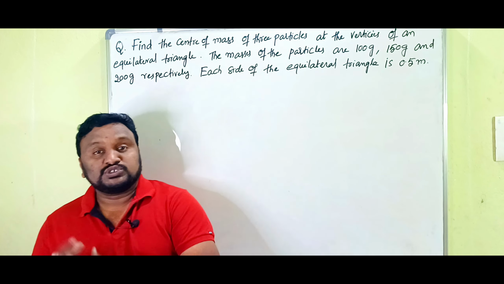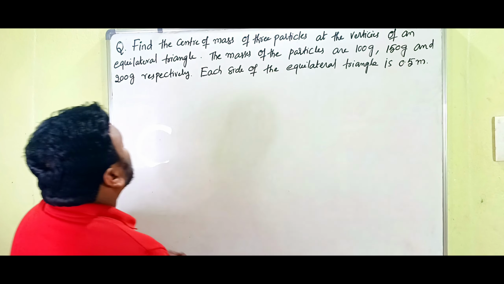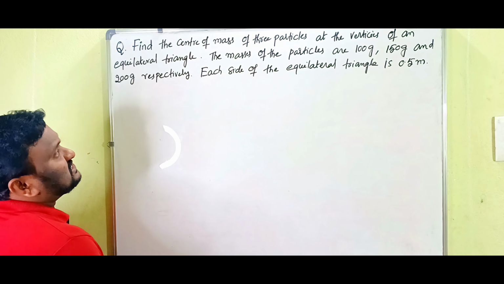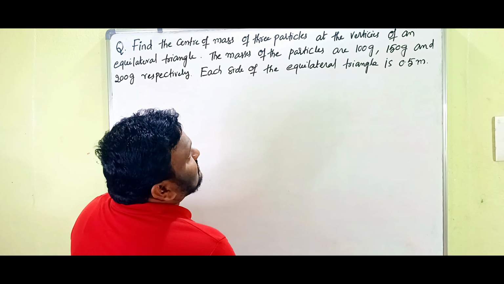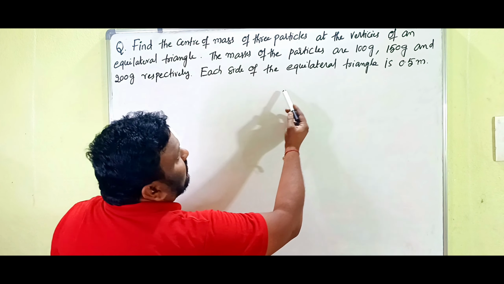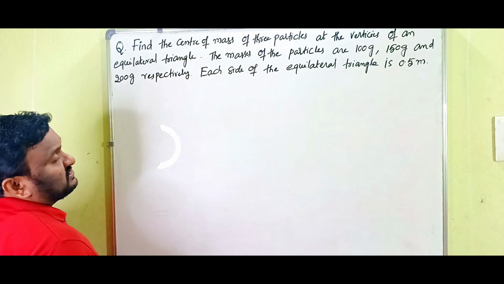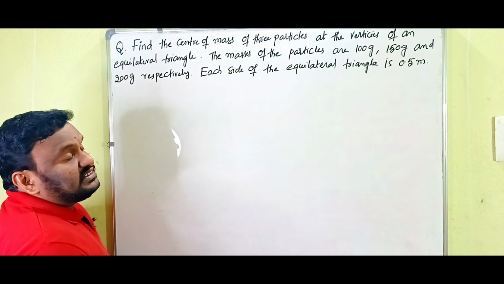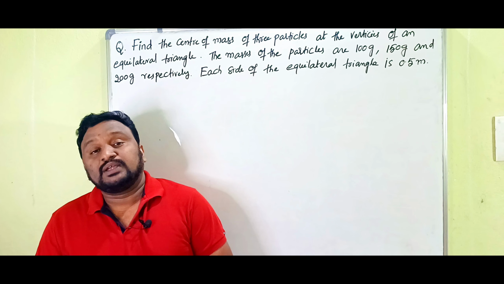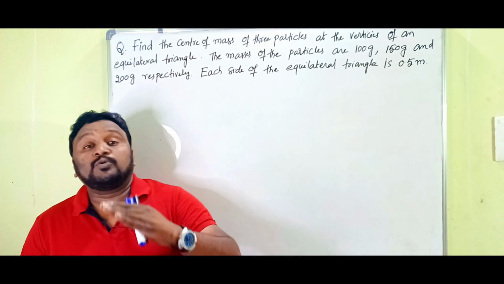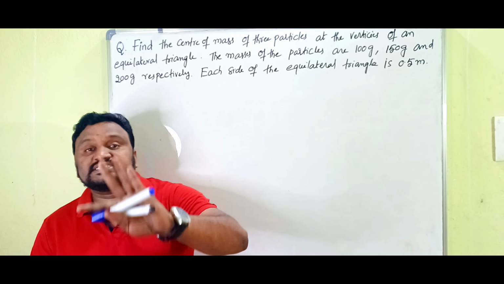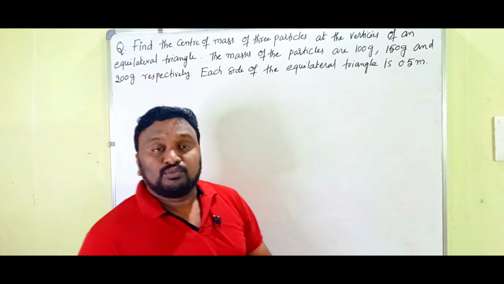So children, the problem is like this. Find the center of mass of three particles at the vertices of an equilateral triangle. The masses of the particles are 100 grams, 150 grams, 200 grams respectively. Each side of the equilateral triangle is 0.5 meters. So there are three particles, at the three vertices of a triangle. Now we have to find the center of mass of those particles. The only clue given is that the side of the equilateral triangle is 0.5 meters.